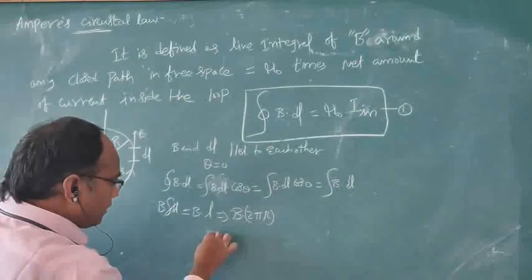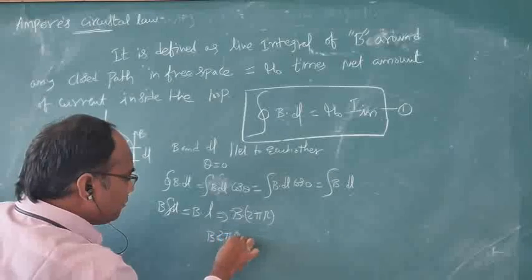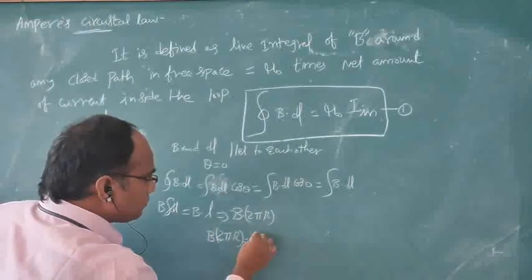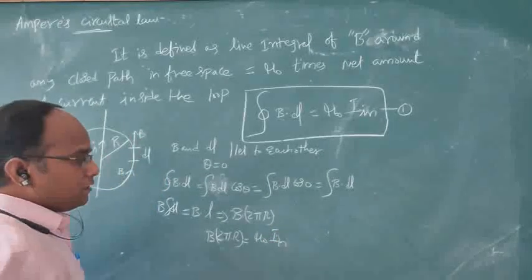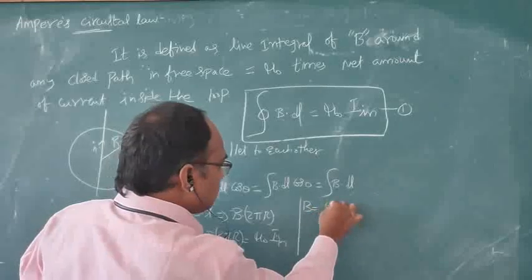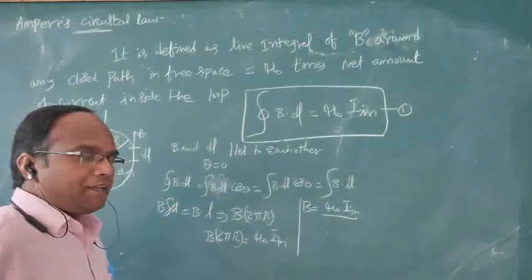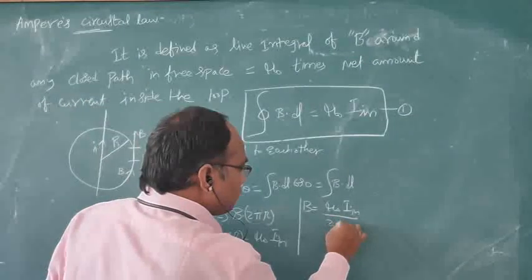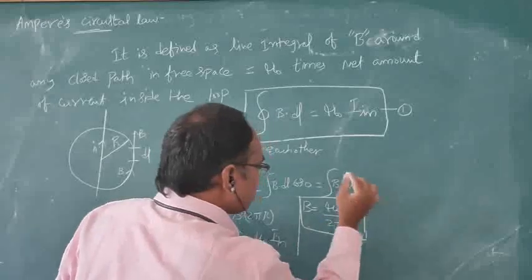So B into 2 pi r is equal to mu naught times the current inside. From here, we can write B is equal to mu naught I in divided by 2 pi r. This is the formula.